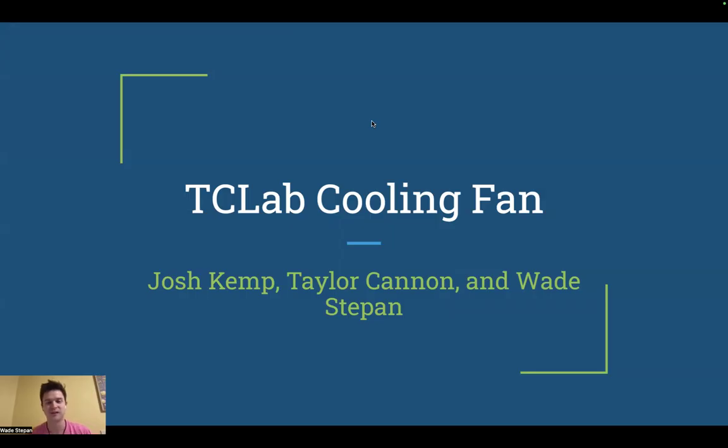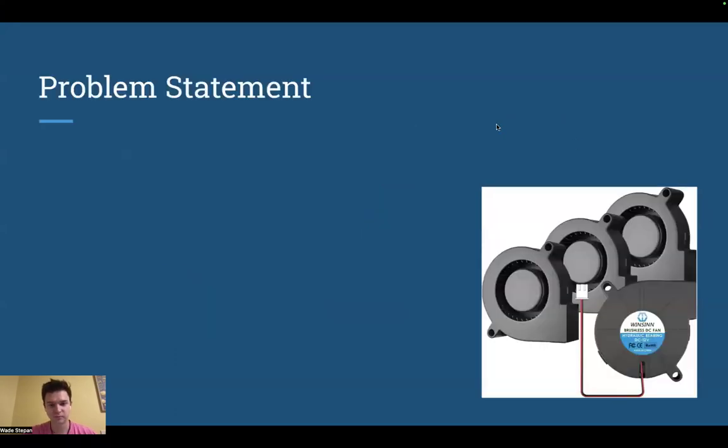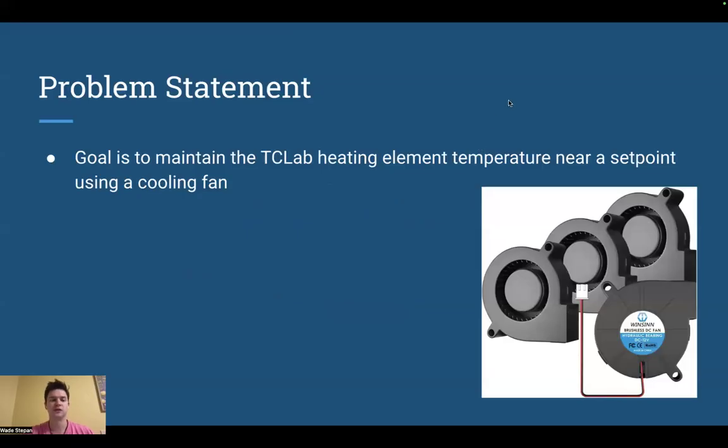So, as we know, we've been working with the TC Lab throughout this semester, doing lots of different assignments and projects with it, and we decided to alter our TC Lab to include a fan instead of the second heater that we can adjust accordingly to keep the set point temperature exactly at what we want it to. So, like I mentioned, the goal ultimately is to maintain our TC Lab heating element at a specific set point temperature by using a cooling fan.